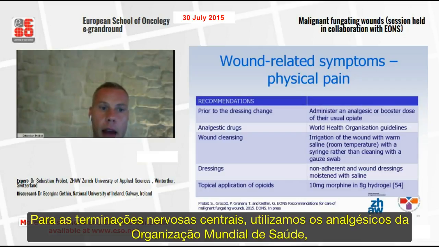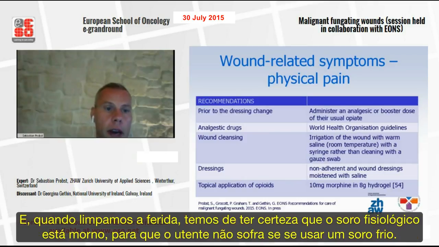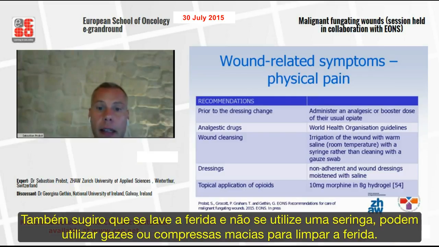That means that for the central, we can use the analgesic drugs from the WHO, and for the others we use other drugs, like antidepressants, for example. Then, of course, when we cleanse the wounds, we have to look if the saline is warm, so that the patient doesn't suffer if we use a cold saline. Then I would suggest that you rather rinse the wound and don't use a syringe. You can use gentle gauze swabs to cleanse these wounds.